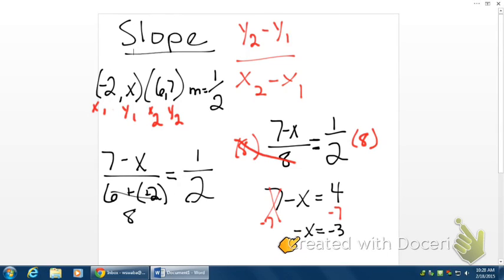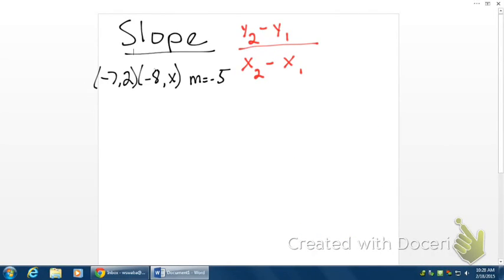How do I get rid of a negative x? Well, I divide both sides by a negative 1. Now, what do I have left? I have x is equal to a negative 3 divided by a negative 1, which gives me a positive 3. That's my answer. So now I know that missing point is equal to 3.